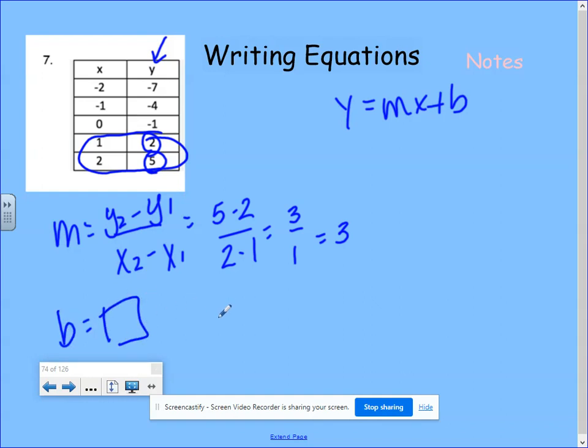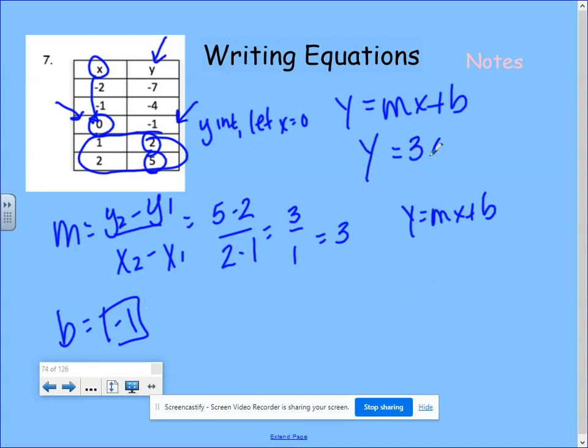Now, I need to find my b value to win the game. Well, remember, I could do that strategy. I could take y equals mx plus b, and I could pick one of my points, plug it in, y, m, and x, and solve for b. But we just found a loophole. We know that the y-intercept is when we let x equal 0. Look what happens in this x column. There just so happens to be a 0. So I know that the y-intercept is -1. Game over. Y equals 3x minus 1.